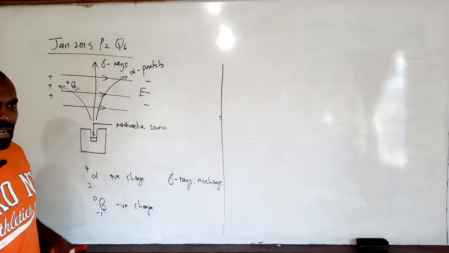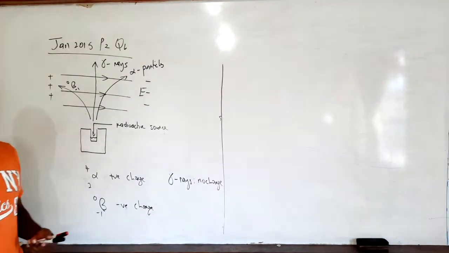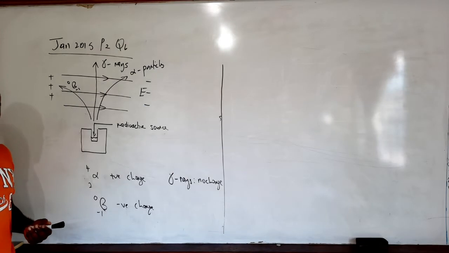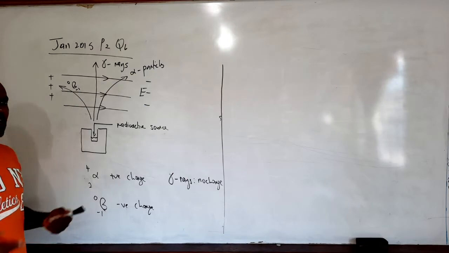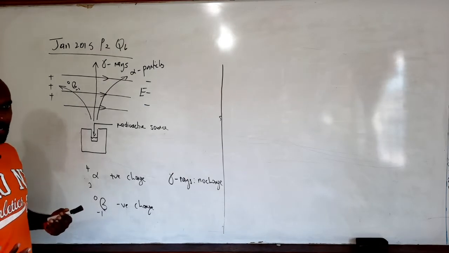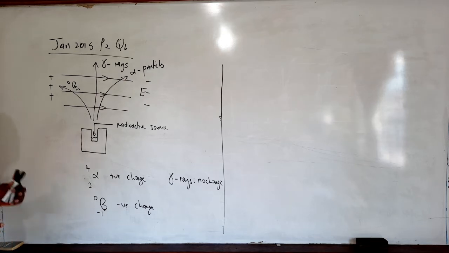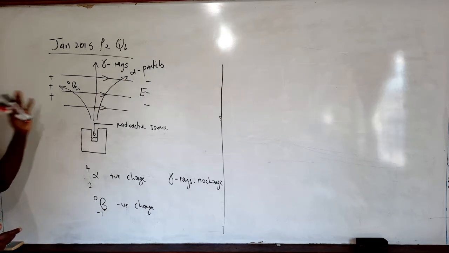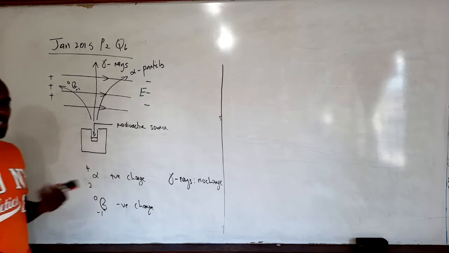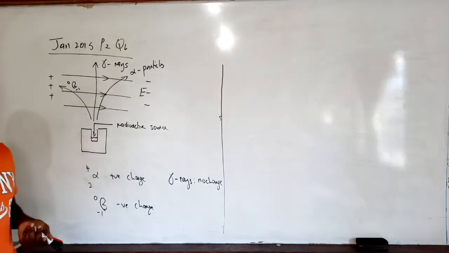Beta particles are fast moving or high speed electrons. Of course, electrons are negatively charged and it therefore means that they will be deflected in the opposite direction to the alpha particles, but the amount of deflection will be greater due to the fact that beta particles or electrons are much lighter than alpha particles.